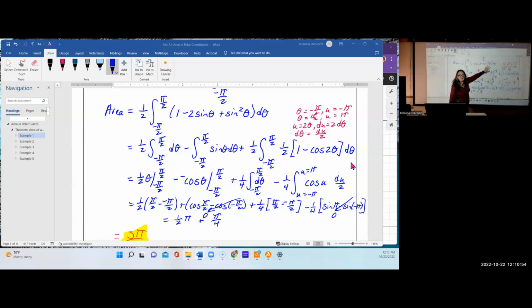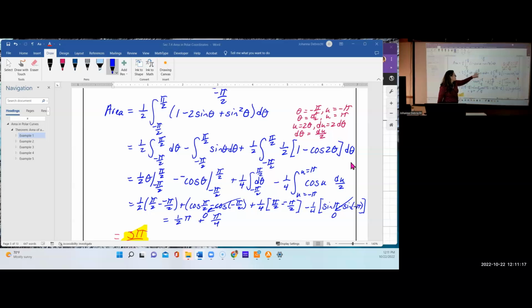Then I split it into 3 separate integrals. So 1/2 d theta for the first one, and then 1/2 of 2 is 1, negative. So I get negative the integral of sine of theta. And then the last one is 1/2 of sine squared. But sine squared I know is 1/2 times 1 minus the cosine of double the angle. So I get 2 theta.